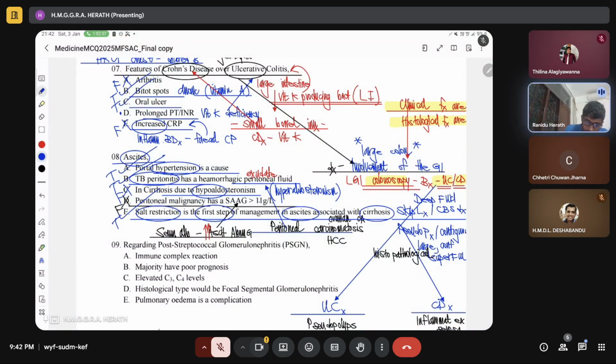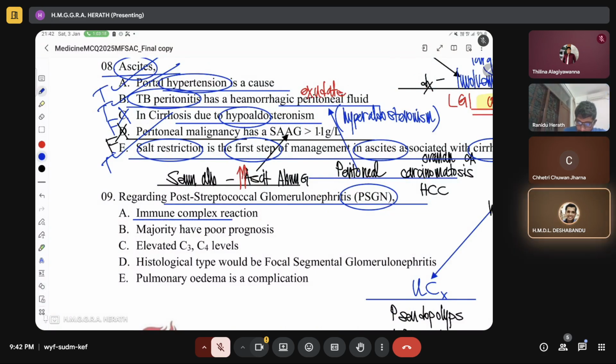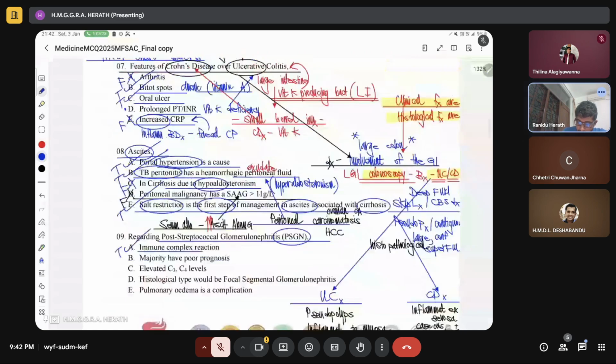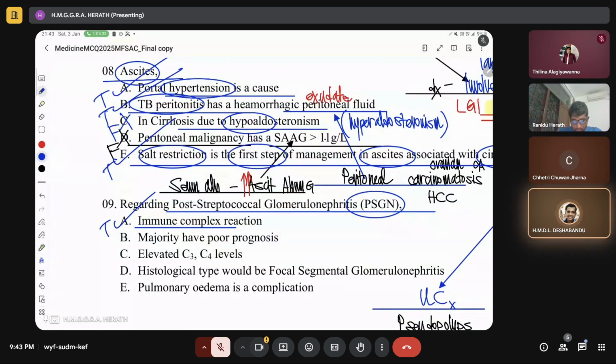Regarding post-streptococcal glomerulonephritis. Where do you learn about it a lot? In nephritic syndrome, in nephro and in pediatrics. It is an immune complex reaction. True or false? True. What sort of hypersensitivity reaction is this? Type 2 or type 3?